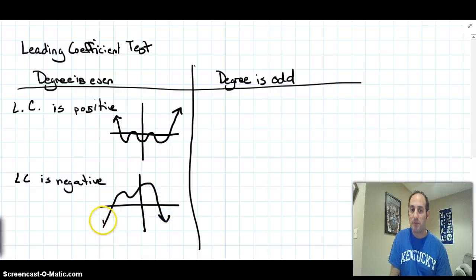It can have as many bumps in the middle as it's allowed to have, but it's going to open downward, so it's going to go down to the left and down to the right, and that would be the end behavior. When the degree is odd, you can think of something like x cubed.